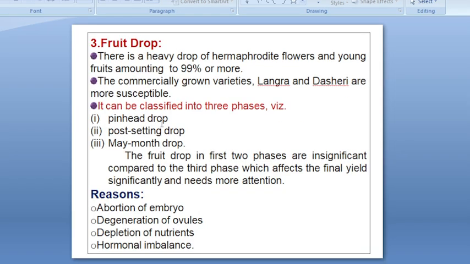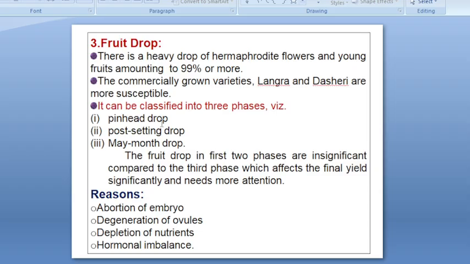Another important disorder is fruit drop. This is a severe problem in mango cultivation. Out of 1,000 flowers, only one or two will set as fruit. Some of the North Indian varieties like Dashehari and Langra show high susceptibility to this fruit drop problem. And fruit drop can be seen in three different stages in mango.